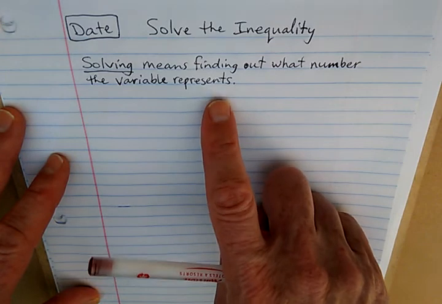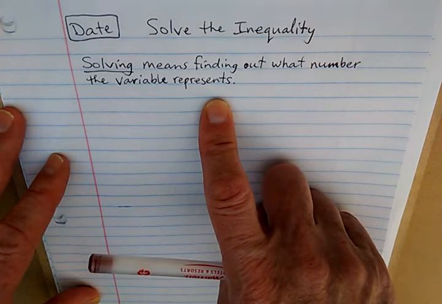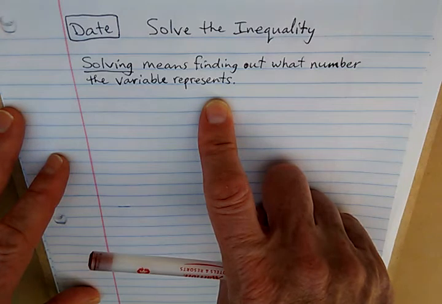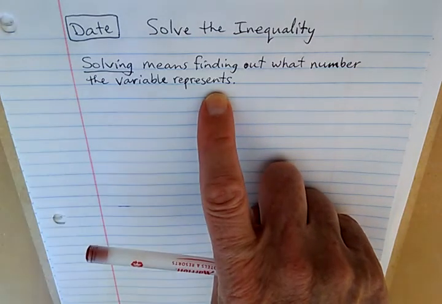represents. So if we have an x in our inequality and we want to know, well, what does that x represent? Does it represent 7? Does it represent negative 12? We can actually solve an inequality to find out what that x represents. So that's what we're going to do.